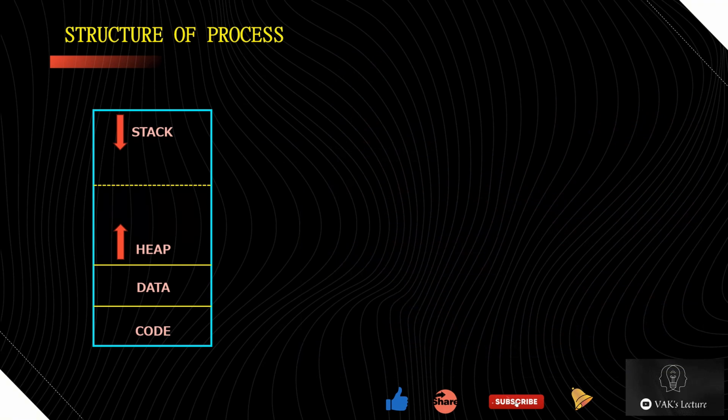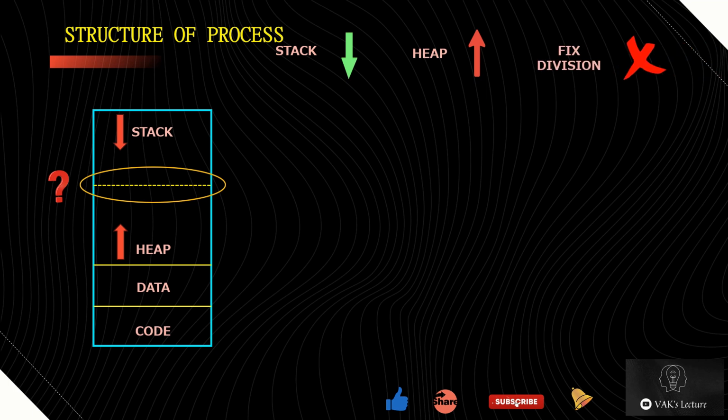Now see in the diagram, there is no fixed division between stack and heap. Why is it so? We cannot predict which one will require how much space in one program. Stack may cover more space, and in another program, heap may cover more space. So if we get a fixed division, there can be an issue. So there is no fixed partition. Stack propagates in the downward direction and heap propagates in the upward direction.